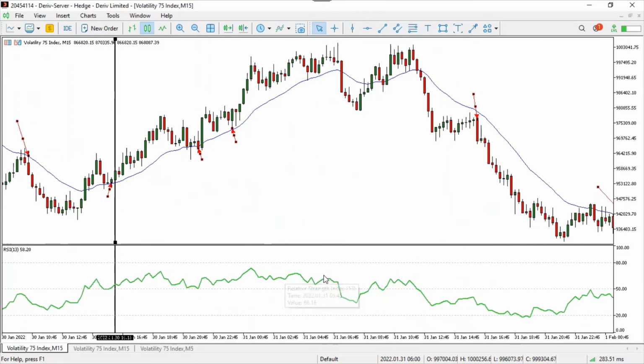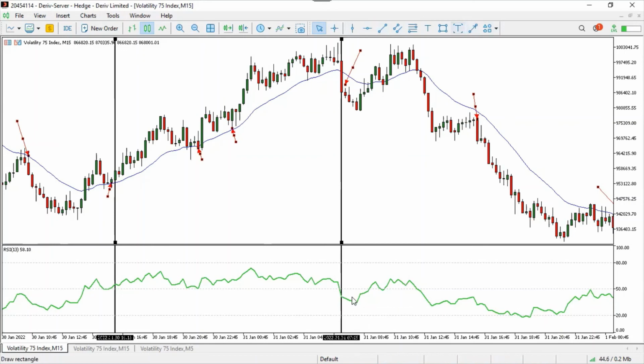Price is above 50, even on RSI. Then when you close below the EMA 21, this particular candle here, look at what happened to price on the RSI. Price has crossed below 50, signaling to you that the downtrend has begun. You see what I'm saying?